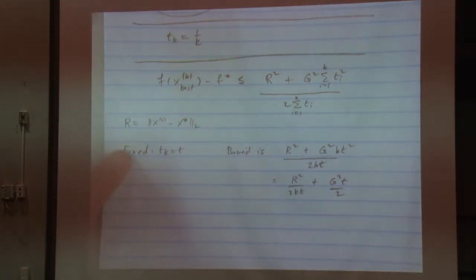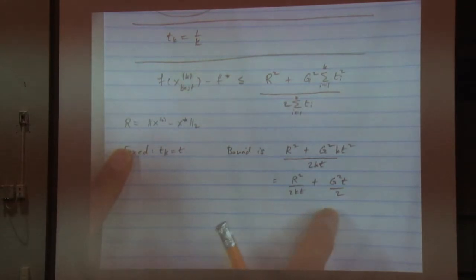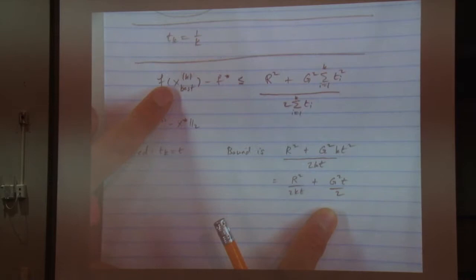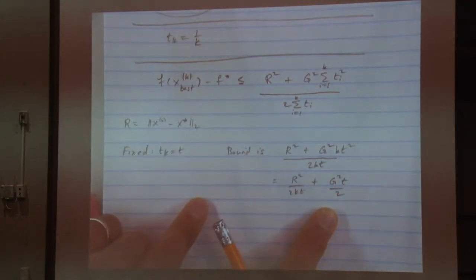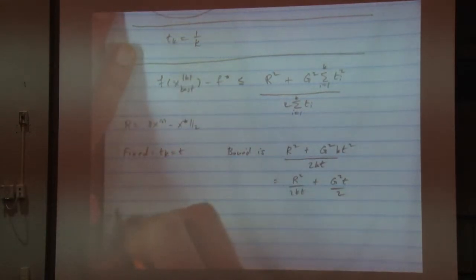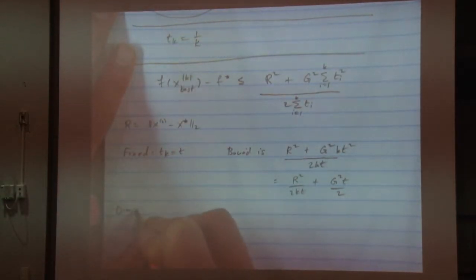As we take k to infinity, the first term goes to 0. And we see that the suboptimality between subgradient method's best iterate and the optimal criterion value is at most G squared times t over 2. That came right from the basic inequality. Now let's take the diminishing rule.